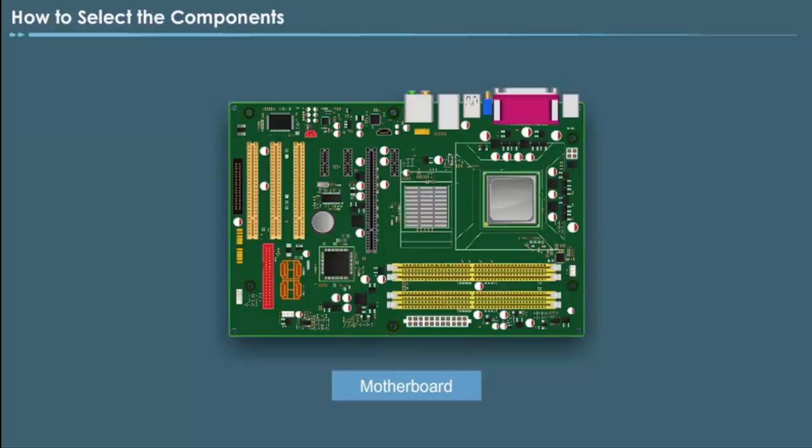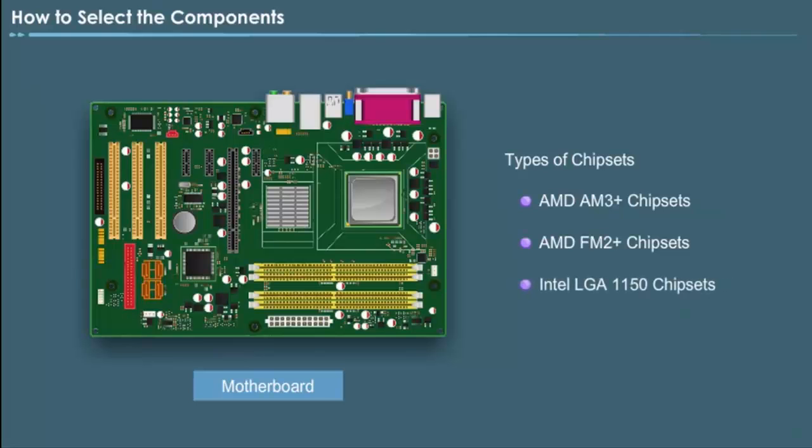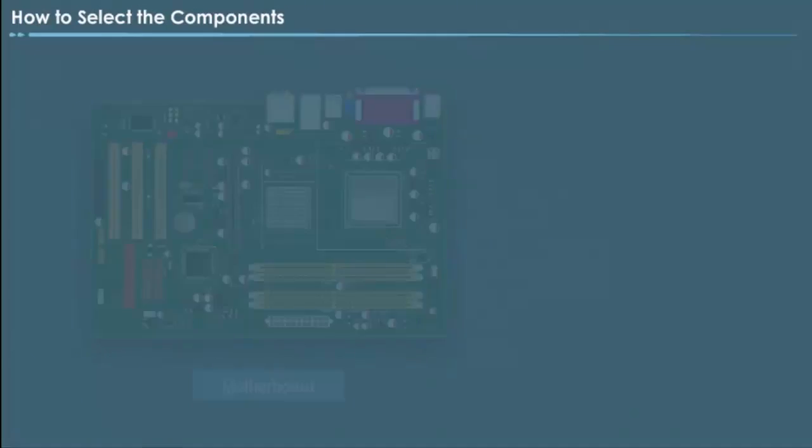Chipsets. The gateway between a processor and other components is a set of interface controllers, generically called the chipset. Chipset is a set of electronic components in an integrated circuit that manages the data flow between the processor, memory, and peripherals. It is usually found on the motherboard. Chipsets are usually designed to work with a specific family of microprocessors. The types of chipsets are AMD AM3 Plus chipsets, AMD FM2 Plus chipsets, and Intel LGA 1150 chipsets.